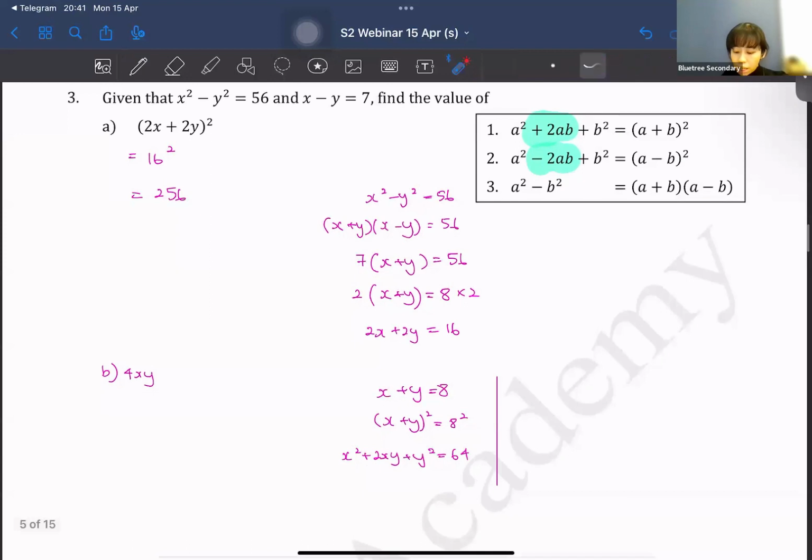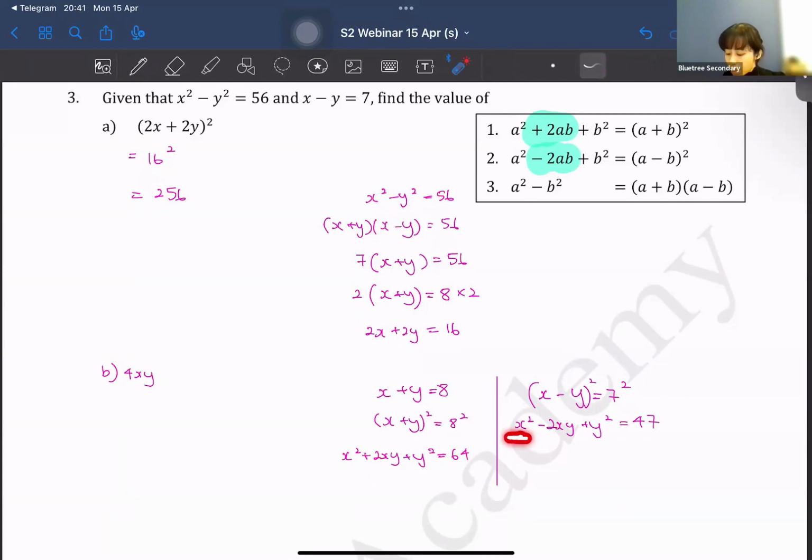So the question tells me that x minus y equals 7. That means if I were to square both sides, this will give me x squared minus 2xy plus y squared equals 49.